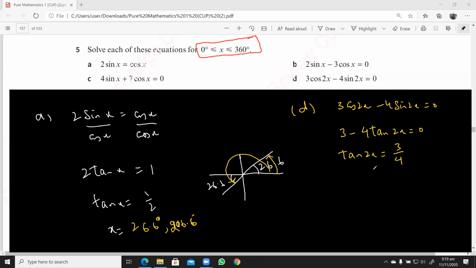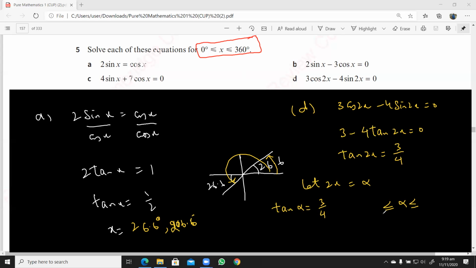At this level, I would like to change this angle into a simple angle. So let 2x be equal to alpha. My equation becomes tan alpha equal to 3 over 4. Now, when you have this alpha, you must know its limits. When x was between 0 and 360, what are the limits of this alpha now?